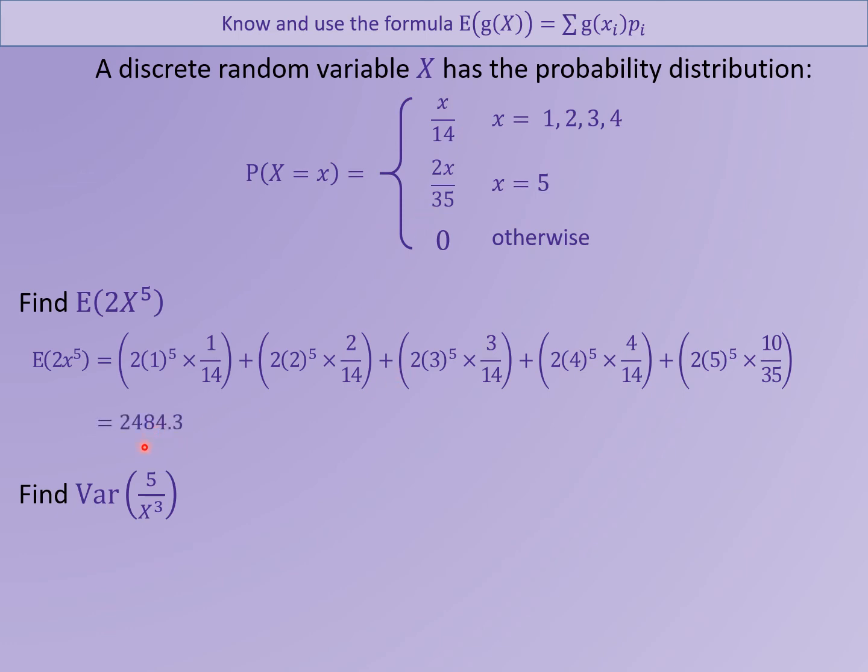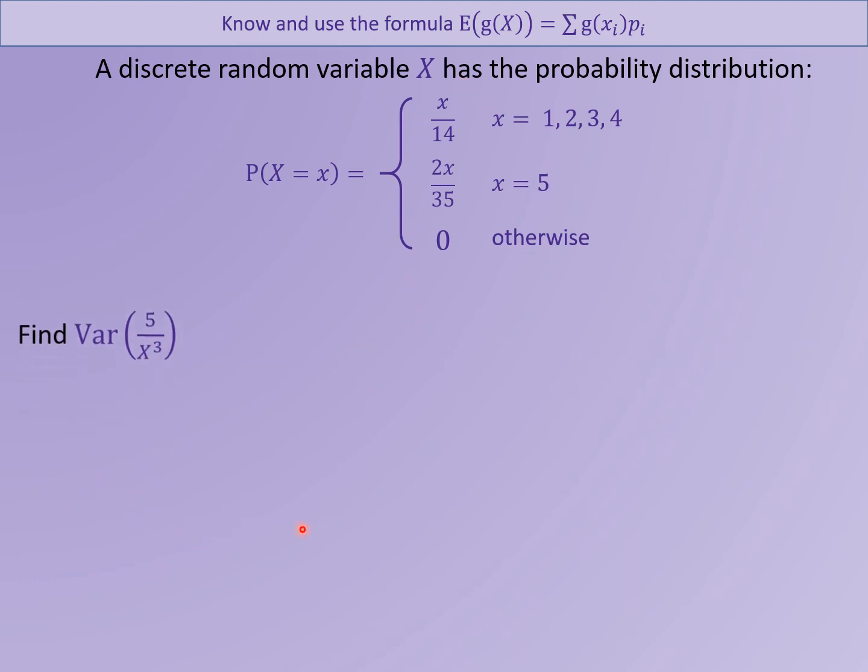So 2484.3 will be the expected value I would get if I use the function 2x to the power 5 with those probabilities. Variance is a little bit tougher because you've got a bit more calculations. I wouldn't say it's hard, but unfortunately it's more likely to make silly mistakes. So let's go through it.